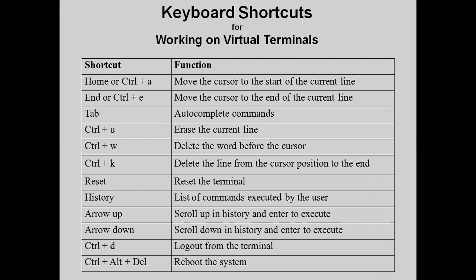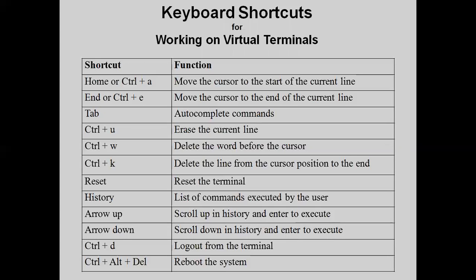This is the list of keyboard shortcuts which are required for working with virtual terminals. With the Home key or End key, one can move the cursor to the beginning or to the end of a line. Tab is for auto completion of commands. Control U erases the current line. Control W deletes the word before the cursor. Control K deletes the line from the current cursor position to the end.